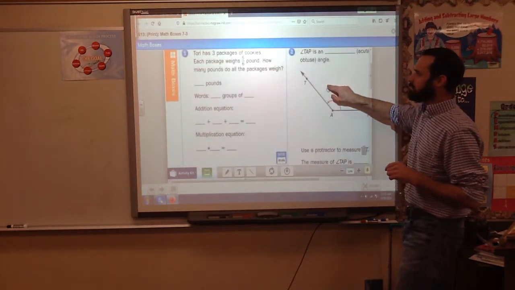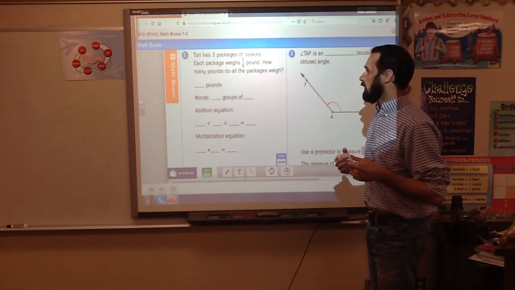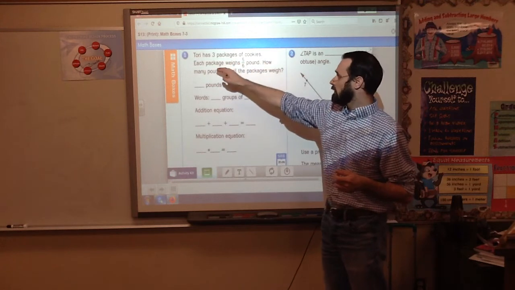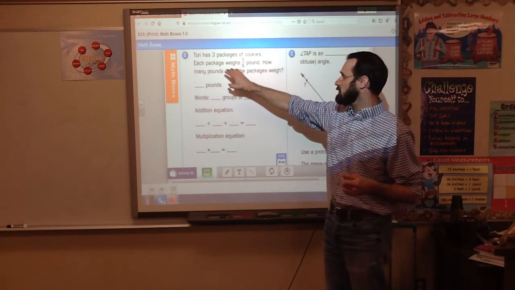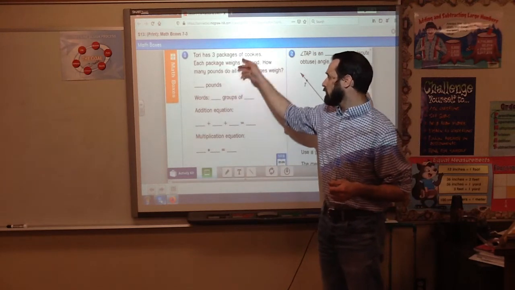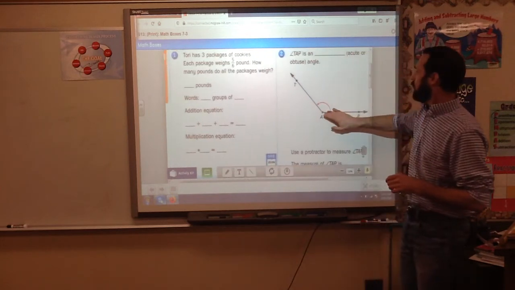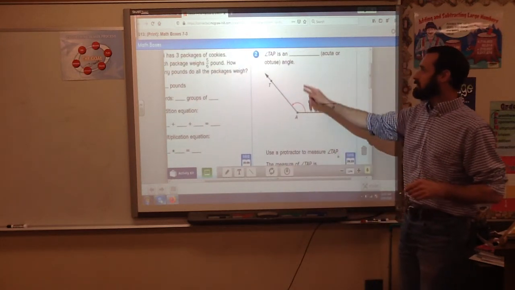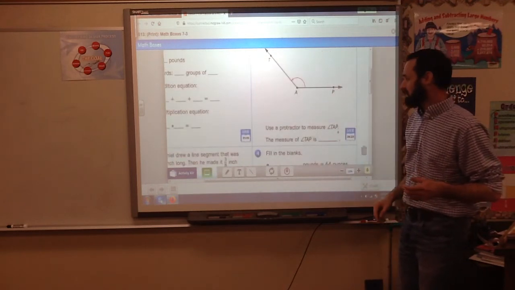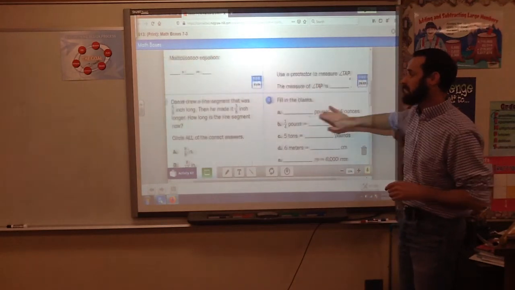So looking at box 1, this is what we were working on yesterday, multiplying fractions by a whole number. Tori has 3 packages of cookies. Each package weighs 5/6 of a pound. You have 3 groups of 5/6. Go ahead and write that as an addition equation and then multiply. Over on number 2, you can tell me if this is a cube or obtuse, but if you don't have a protractor, you're obviously not going to be able to measure it. That's fine. We've got to make do with what we can do here.